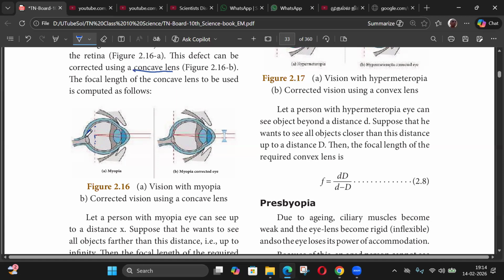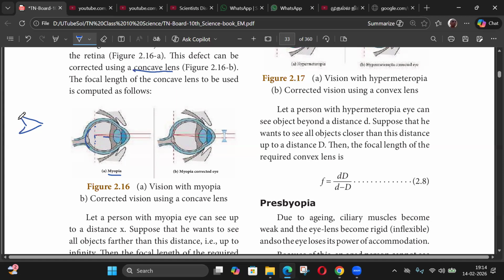The image should form on the retina, right? This is a defective eye, myopia. The image is forming here, so it's converging too much. If the lens is converging a lot, it will meet nearby. If it is converging less, it will meet far away.